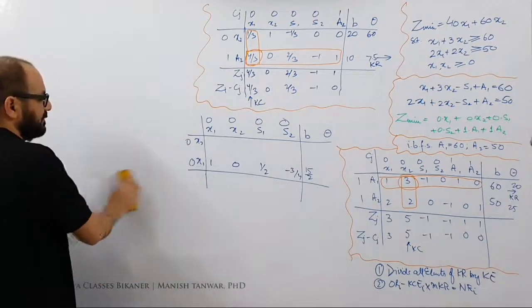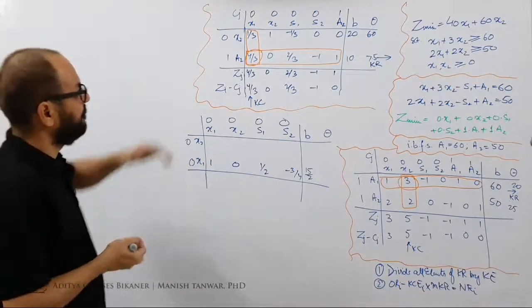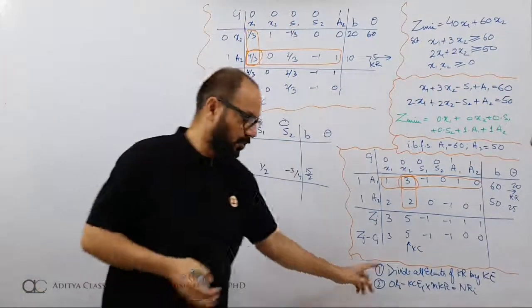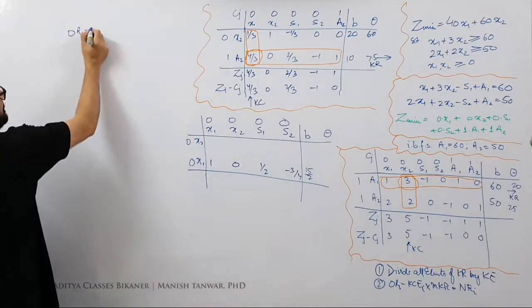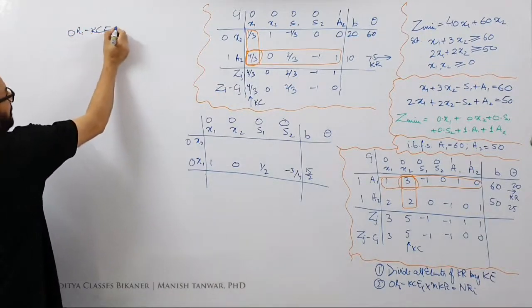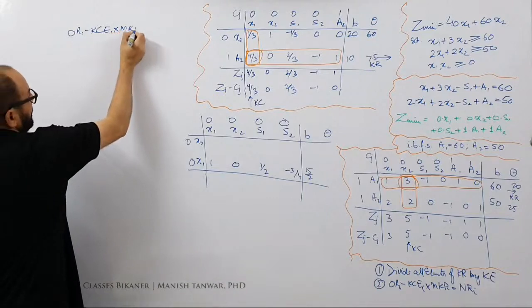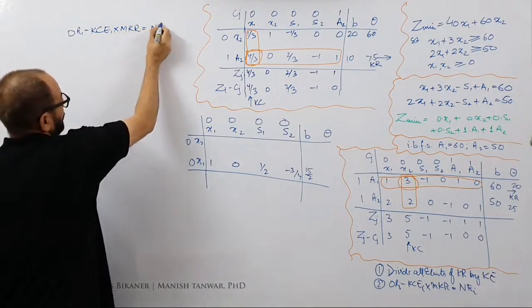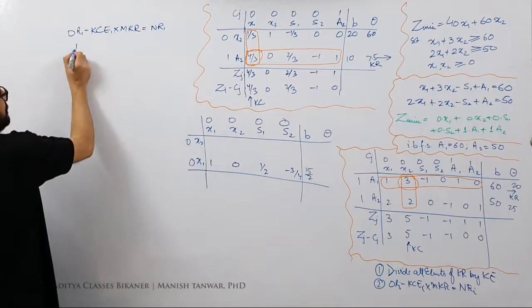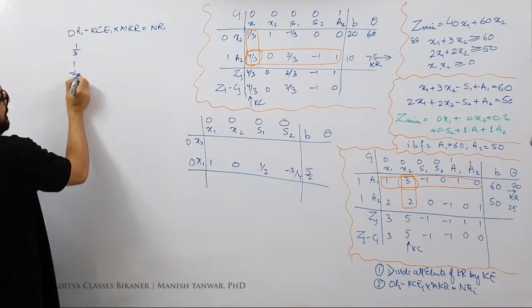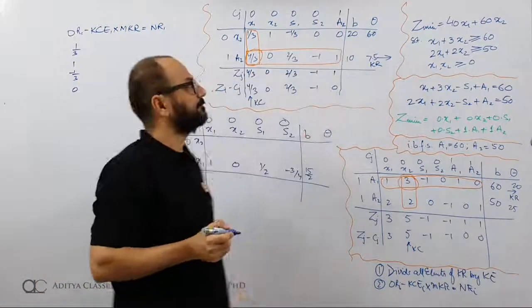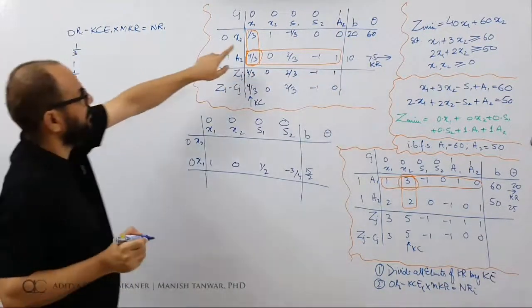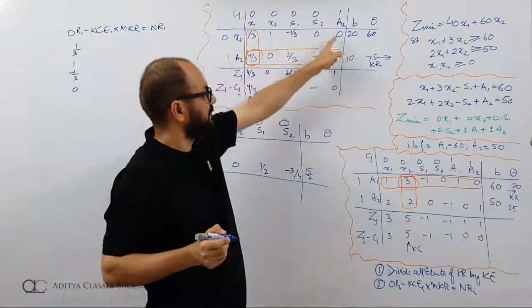Now let us transfer the first row. Old row 1 minus key column element 1 multiplied by modified key row is equal to new row 1. My row is 1 by 3, 1, minus 1 by 3, 0. Remember, A2 will be ignored. So I only take 1 by 3, 1, minus 1 by 3, 0. This is ignored, and 20.